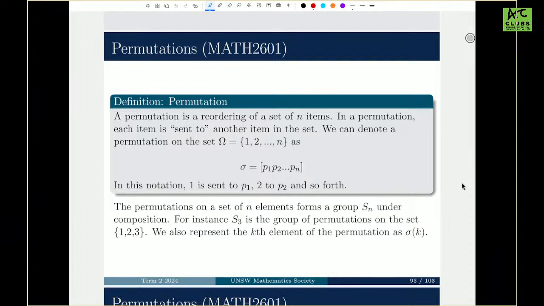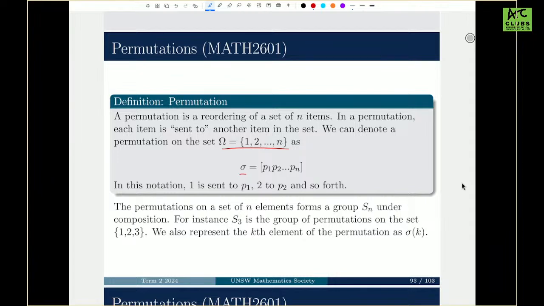A permutation is just a reordering of a set of n items. We can think of this as each item in our set being sent to another item. Suppose we take a set omega, 1 to n. We can say some permutation on this set, sigma, is p1, p2, up to pn. We say that 1 is sent to p1 and 2 is sent to p2. So we're just mapping all of the items in our set to p1, p2, and so on, to get our permutation. It's nothing too crazy.